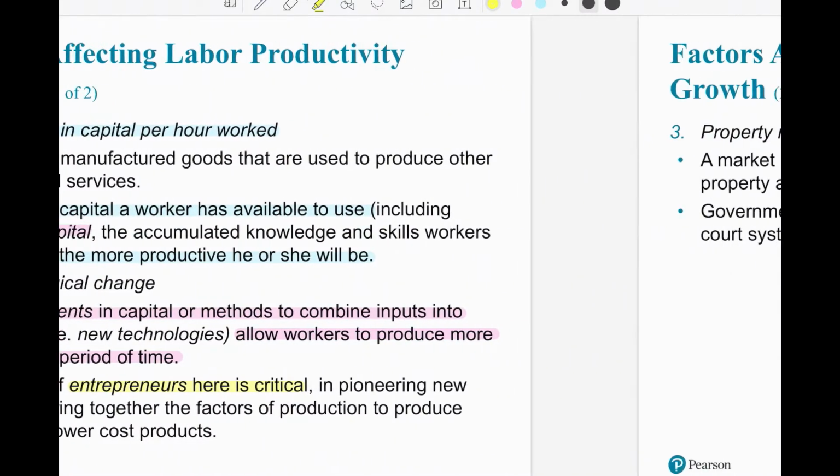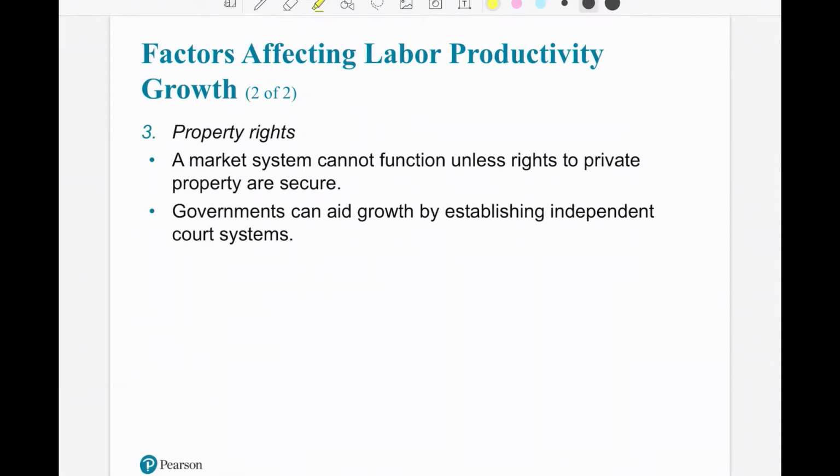Now, a key requirement for economic growth is also that the government must provide secure rights to private property, so these property rights. Now, the government can aid growth by establishing independent court systems, once again to help define those property rights.